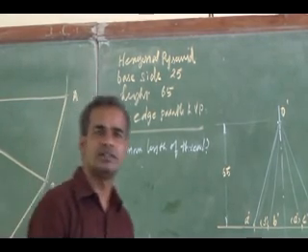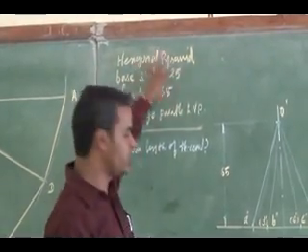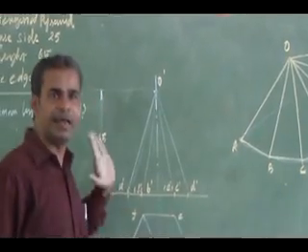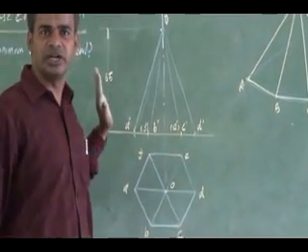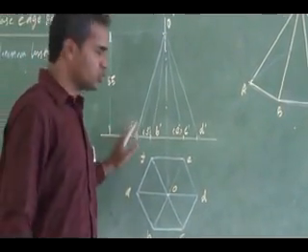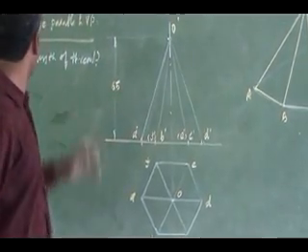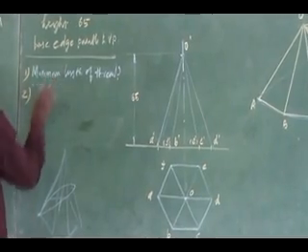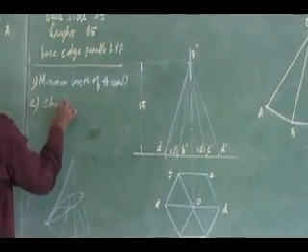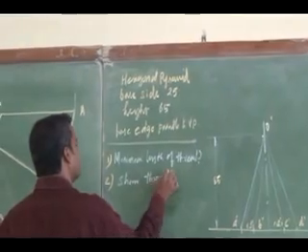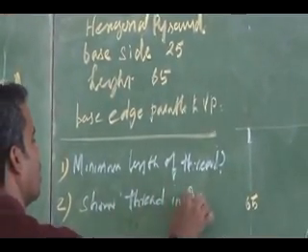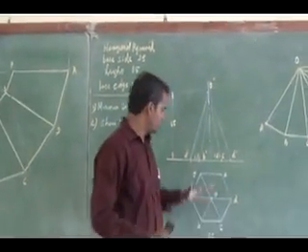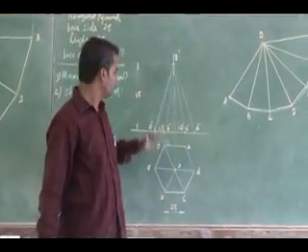See here, for this orientation I have drawn the projection. So the A side is parallel. Right, I have drawn the projection. So straight away, the first one is the minimum length of thread. Then you have to show the thread in projection. Right, I have drawn the projection.